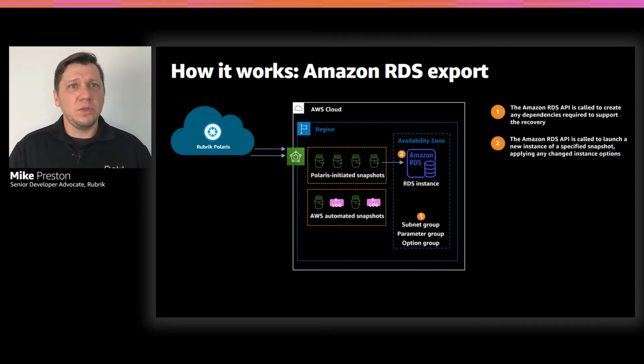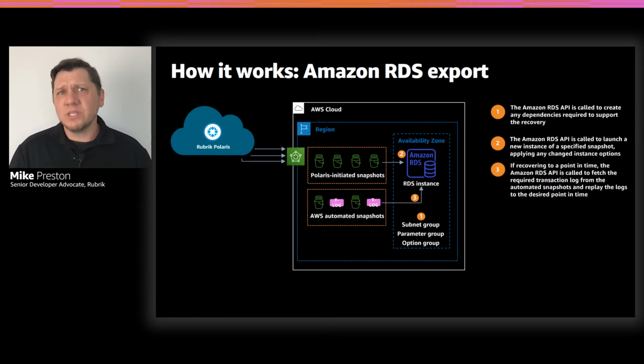Then we simply call the RDS APIs to launch a new instance off of that database snapshot, because AWS doesn't support rolling back to the actual instance. So we can't do an inline restore, but we can launch a new instance. So we'll launch a new instance with that point in time. And then finally, if we're recovering to a point in time that requires log replay, we'll go ahead and issue the appropriate API calls in order to replay those transaction logs and get that to the exact point in time that we specified.